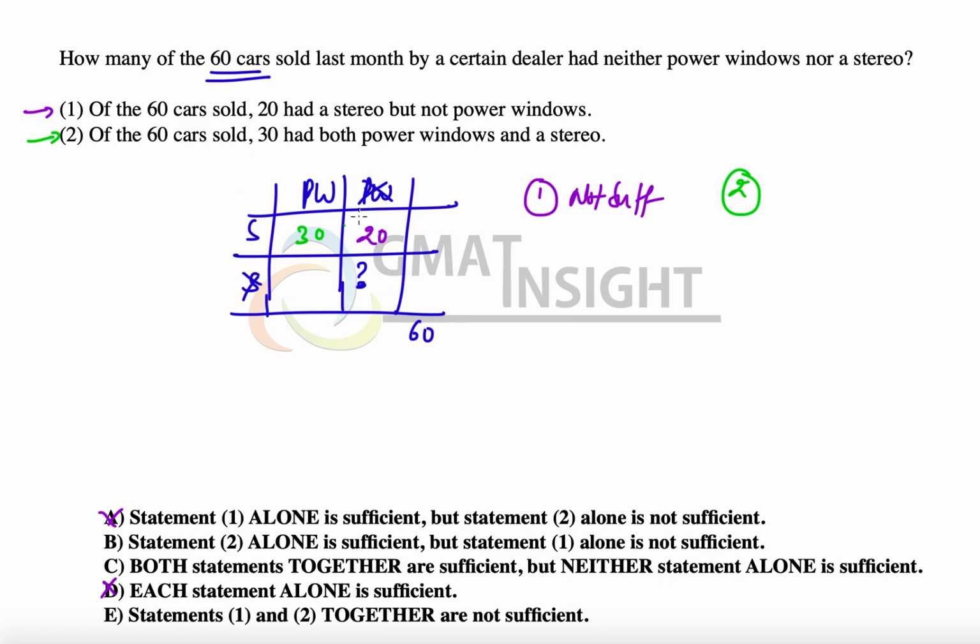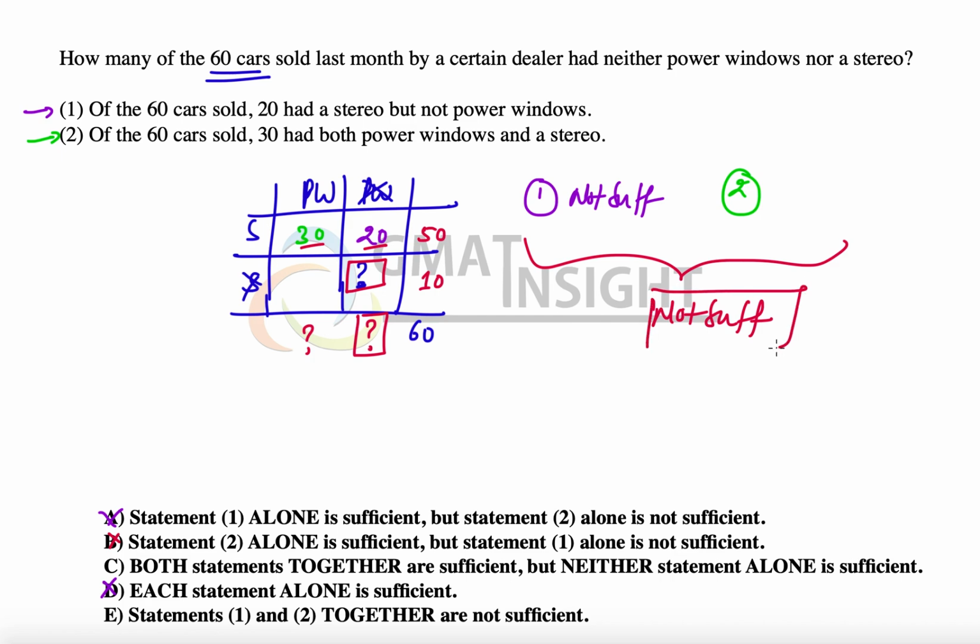And now when we combine the two statements, then we have this 30 from the second statement, 20 from the first statement. That means the combination of the two statements gives us that this particular number should be 50. That means this particular number should be 10. But we still do not know how many have the power windows and how many do not have the power windows, and this particular place can be calculated only if this 20 is subtracted from this number, which we do not have. Therefore, even after combining the two statements, we say that the statements are not sufficient to answer the question, and the answer to the question becomes option E.